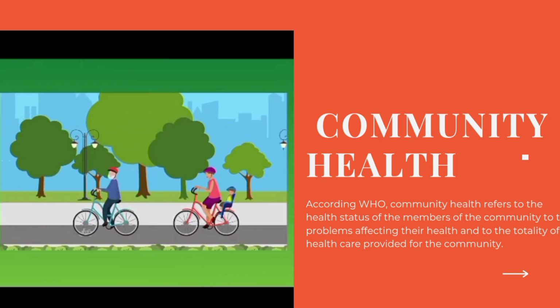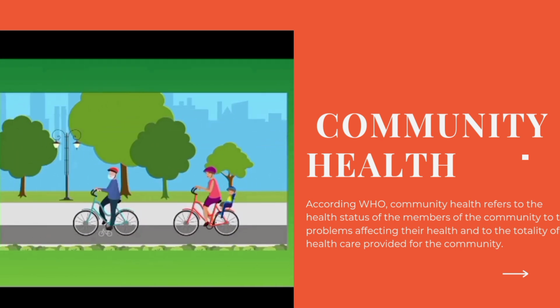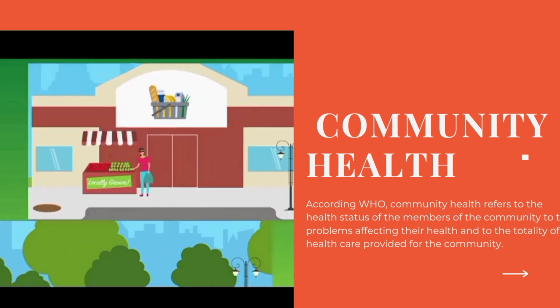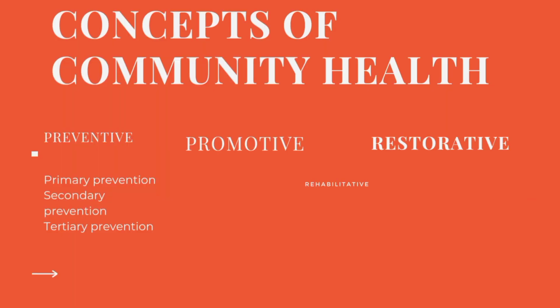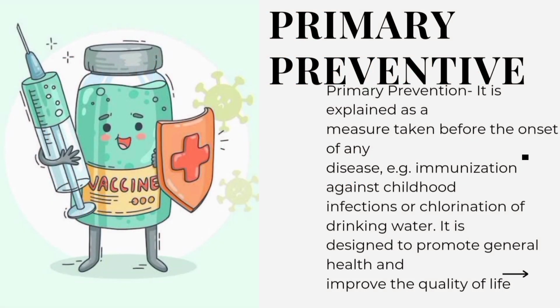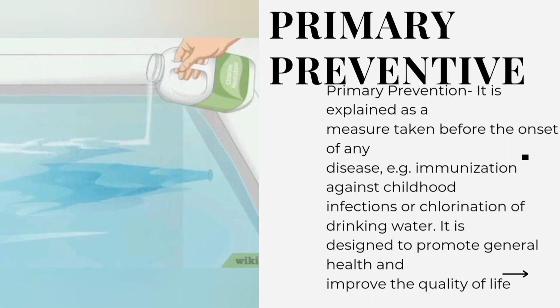Thus, we see some communities have more people who have cancer, or some communities have more people who are prone to cardiovascular diseases. All of this is based on the community area in which they live. Now moving on to the concepts of community health, there are four. These are preventive, promotive, restorative, and rehabilitative. Now we can see each one by one and how they interact with the community.